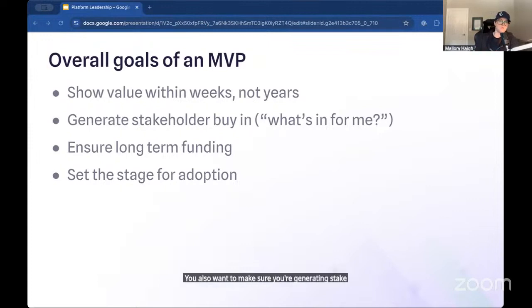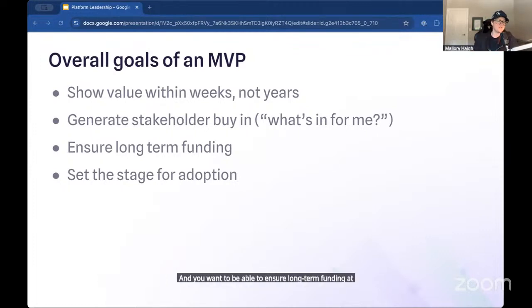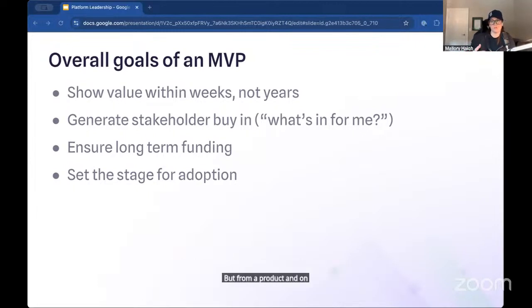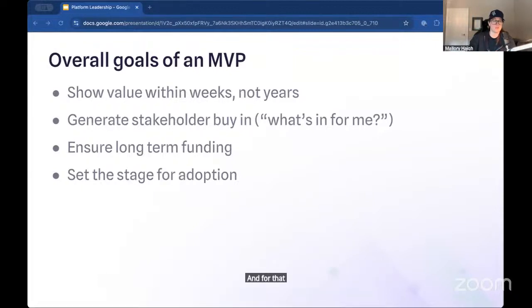You also want to make sure you're generating stakeholder buy-in. So get people to be able to answer the question, what's in this for me? And you want to be able to ensure long-term funding at the end of this. Even if you have long-term funding already for your platform engineering initiative, you need to start here. And the reason why is it's going to set the stage for long-term adoption. You're building the foundational layers that you're going to continue iterating on, not just from a technical perspective, but from a product and onboarding perspective that you will use continuously throughout your platform engineering journey. And for that, you're setting the stage for adoption. Just do it right.